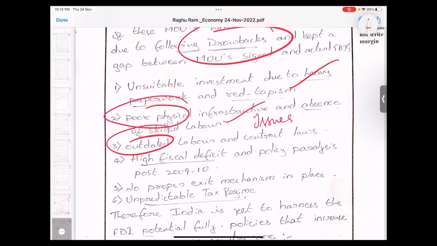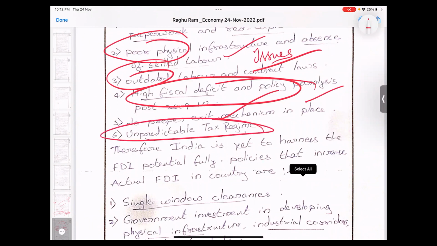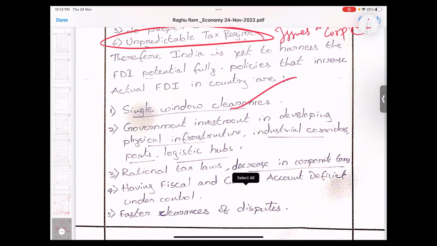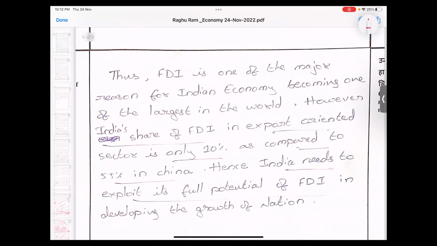You say issues with labor and contract laws. Outdated. Okay. Unpredictable taxes. No. Issues with corporate tax. In that solution, you can write reduction in corporate tax also. In remedial measures, you can write that. Okay, sir. Not exploit, explore.